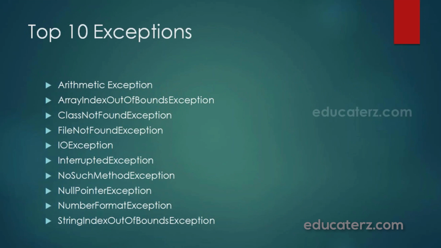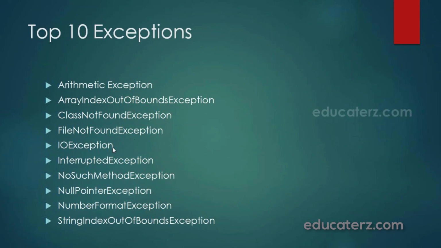There are a few top 10 exceptions. ArithmeticException is thrown when an exceptional condition has occurred in an arithmetic operation, like dividing a number by 0 and so on. StringIndexOutOfBoundsException or ArrayIndexOutOfBoundsException is thrown to indicate that an array has been accessed with an illegal index, like when the index is either negative or greater than or equal to the size of the array. ClassNotFoundException is raised when we try to access a class whose definition is not found. Similarly, FileNotFoundException is raised when a file is not accessible or does not open.